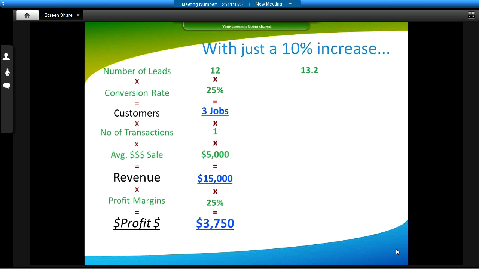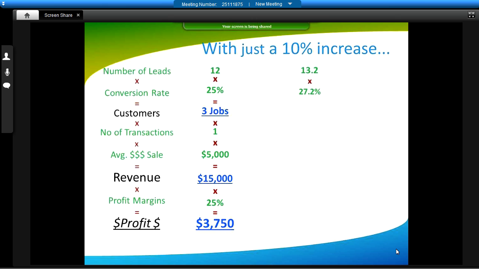So first, number of leads. Marketing is math. How do we get more people calling? Once people call, it's about doing more marketing. And I'm going to give you some strategies on each one of those. If we increase that just by 10%, instead of 12 leads per month, the phone ringing 12 times for jobs, let's say it rings 13.2 because we increased that by 10%.